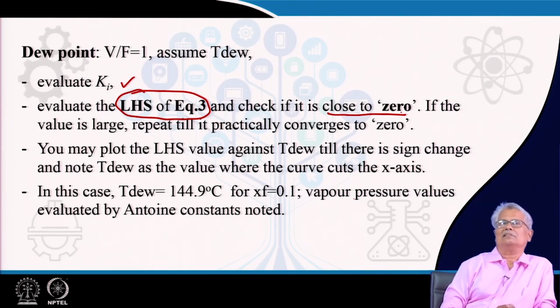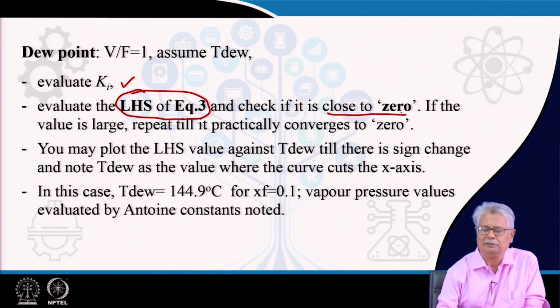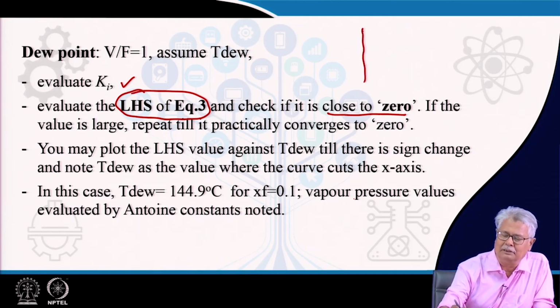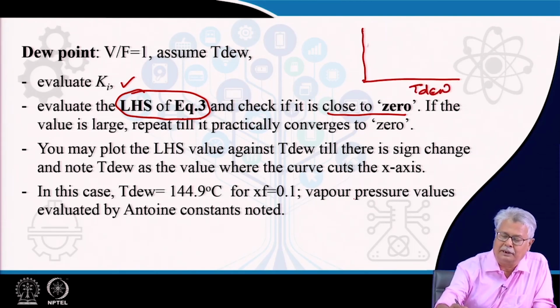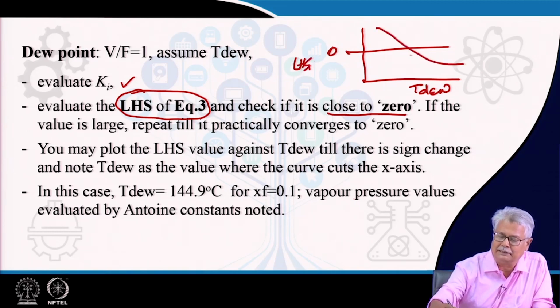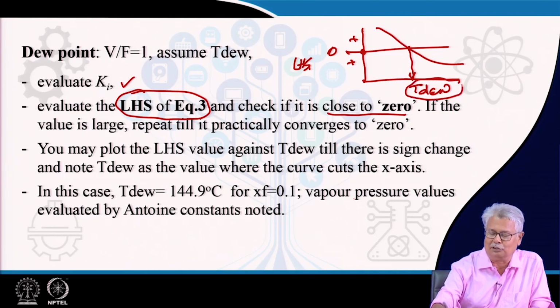At the point of convergence, within a tolerance, you will possibly never be able to get it exactly 0, but it is also possible for you to find the value of T dew in a way. If you plot your left hand side of the equation value like this, you will definitely find that corresponding to a particular value of 0 in my left hand side expression, there will be a value of T dew, and this is your solution.